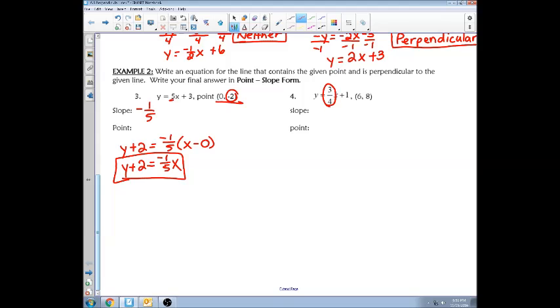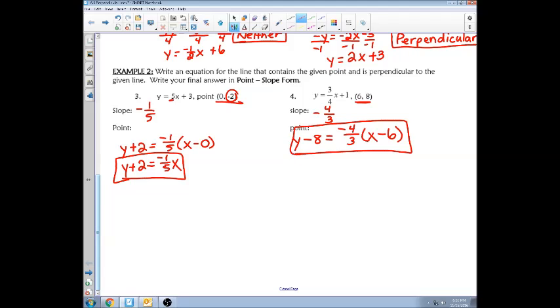The original slope is positive 3 over 4. I need the opposite, so it'll be negative, and the reciprocal, so 4 over 3. The point I'm going to use is 6, 8. So y, the opposite of 8, so negative 8, is equal to negative 4 over 3 times x. The opposite of 6 is negative 6. And there is my perpendicular equation.